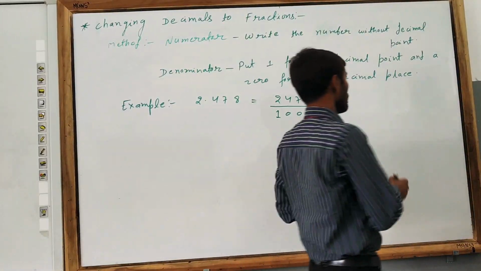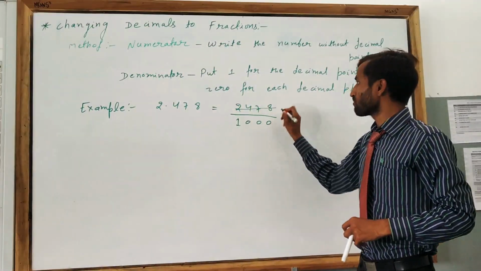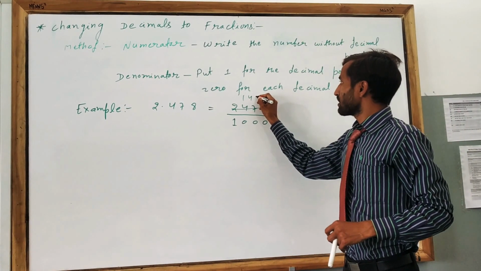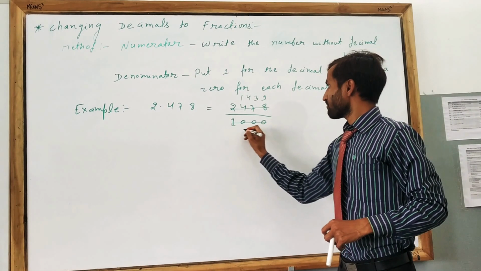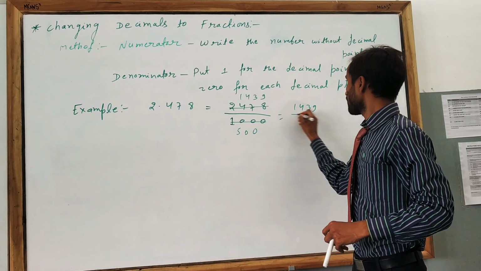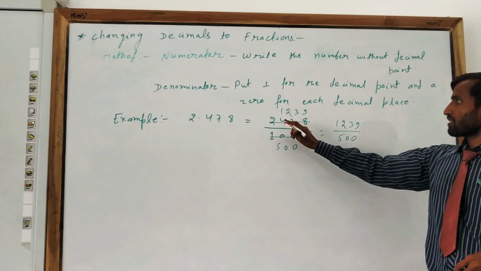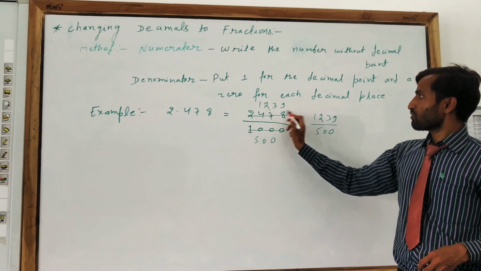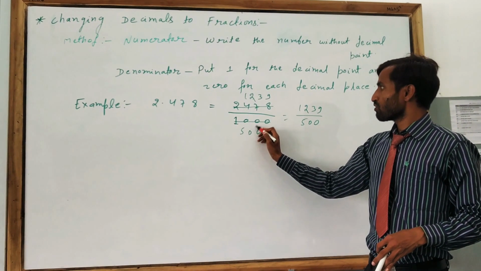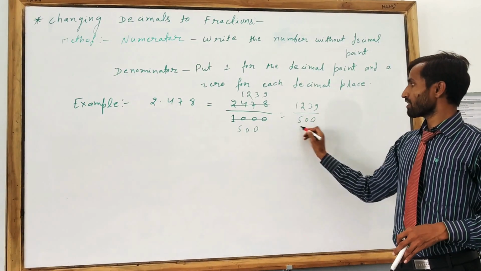If any cancellation is possible, you can cancel out. Here both numbers are even, so you can cancel by 2. 2478 divided by 2 gives 1239, and 1000 divided by 2 gives 500. So the final answer is 1239 in the numerator and 500 in the denominator.